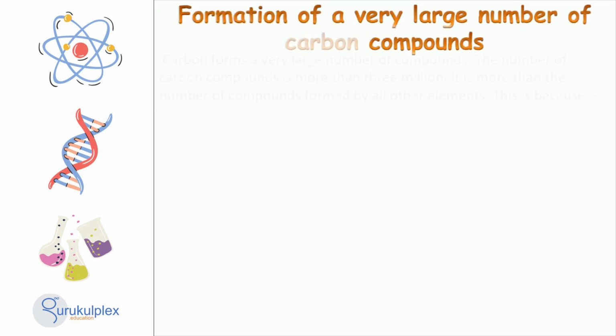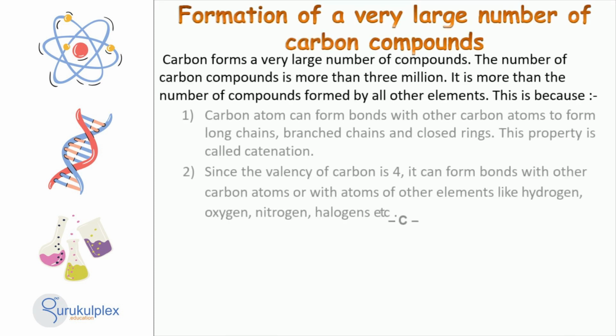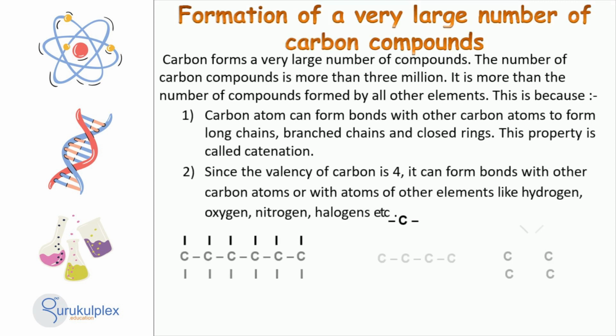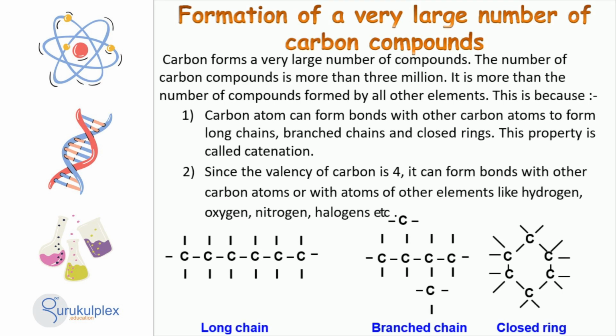Carbon atoms have a remarkable quality called catenation, which allows them to form covalent bonds by sharing electrons with other carbon atoms. This enables them to form particularly long chains, branched chains, and closed rings, leading to a wide array of compounds. Furthermore, carbon atoms can form covalent bonds with atoms from other elements, such as hydrogen, oxygen, nitrogen, and halogens, allowing for an even broader selection of compounds. It is this versatility of the carbon atom that allows for the vast number of carbon compounds.